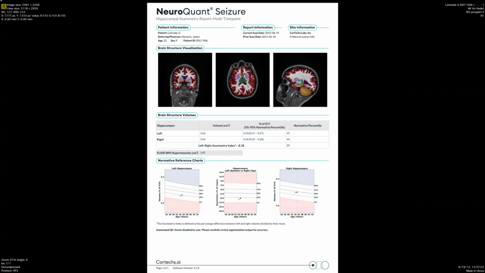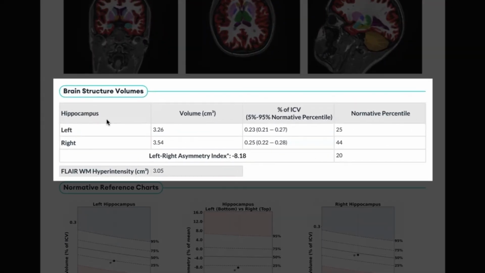Now moving on to what we call our seizure report, but really measuring hippocampal asymmetry. This is really zooming in on the laterality of the hippocampus. So looking at the left side as well as the right side and the corresponding volumes. We also calculate this as a percentage of the ICV, of the cranium, and then also getting that in a normative percentile matching. Here you'll also notice that we calculate a left-right asymmetry index, and this is really just a percentage difference between the left and right volumes.